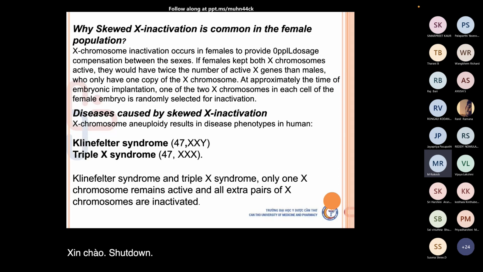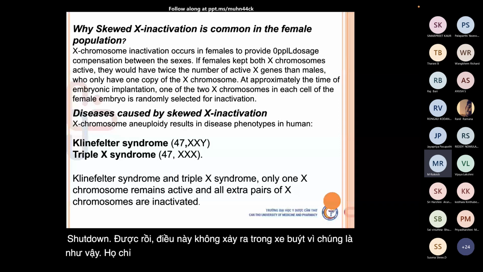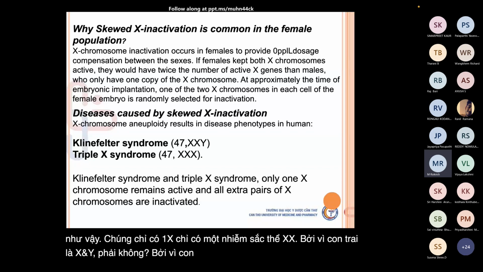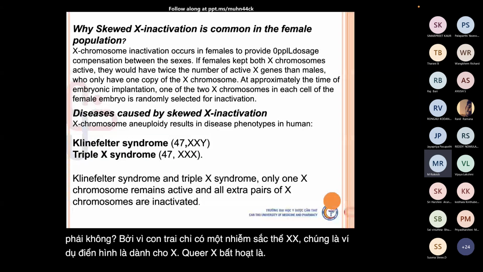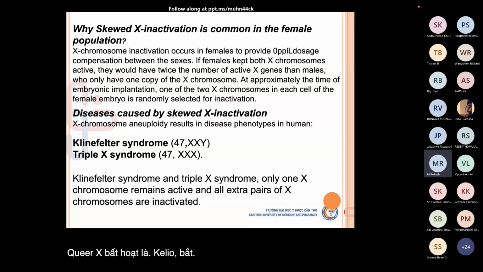This doesn't happen in boys because they only have one X chromosome, because boys are X and Y, right? Because boys have only one X chromosome. A good example of X inactivation is the calico cat. This is a normal process. It evens out gene expression between boys and girls.